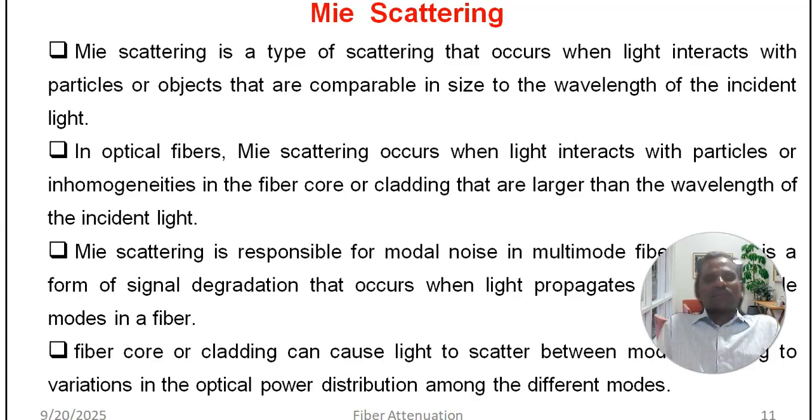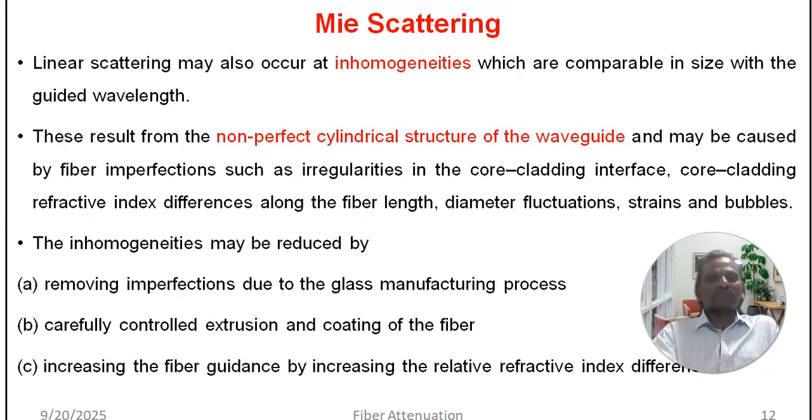Mie scattering is responsible for modal noise in multimode fibers, which is a form of signal degradation that occurs when light propagates through multiple modes in the fiber. Because of this Mie scattering, it will generally be more in multimode fibers. The fiber core or cladding can cause light to scatter between modes, leading to variation in optical power distribution among different modes.